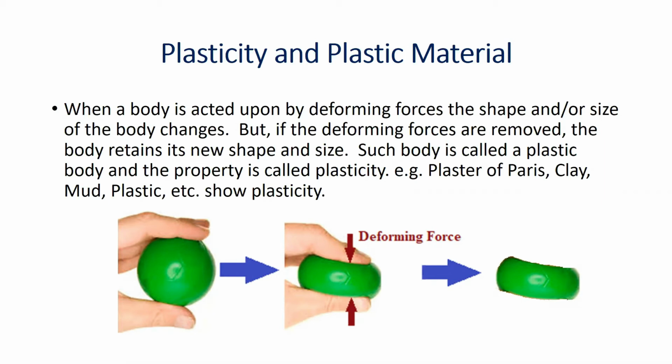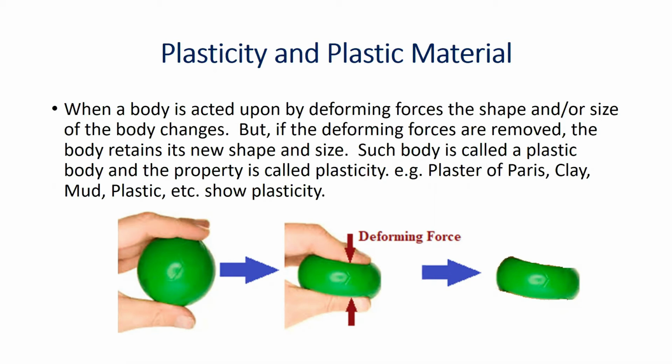In the diagram, a body is subjected to deforming forces. The shape of the body changes. And when the deforming forces are removed, the body retains its new shape. Hence, the body is a plastic body, and the property is called plasticity. In plastic bodies, no internal elastic forces or restoring forces are produced, and if produced, they are negligible. Hence, they cannot regain their original shape, but in the absence of restoring force, they retain their new shape.